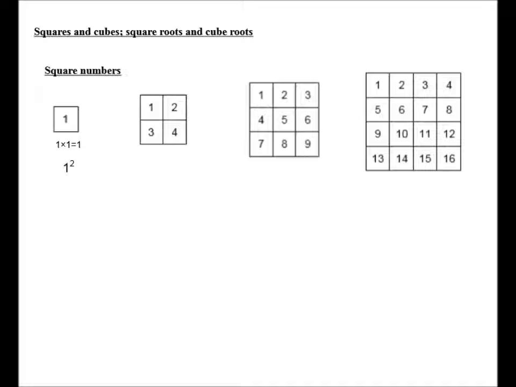The next square number, well, the next natural number is 2. So the next square number is 2 by 2, which is 4. 2 blocks along, 2 blocks up. Altogether, I have 4 blocks. I'm taking 2 and multiplying it by itself twice, and my answer will be 4.